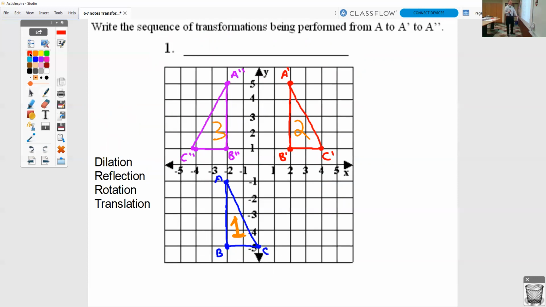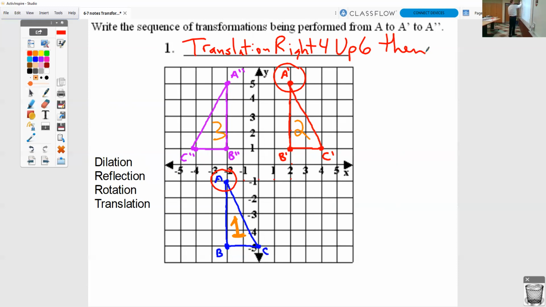So what are we doing here? How do we get from 1 to 2? Well, I can see that I'm doing a translation because I'm just sliding it. But again, you can't just say translation. You have to say how many left or right, how many up or down. So to get from A to A prime, I'm going 1, 2, 3, 4 to the right. And then I'm going 1, 2, 3, 4, 5, 6 up. So that was my first thing. That got me from the blue triangle to the red triangle.